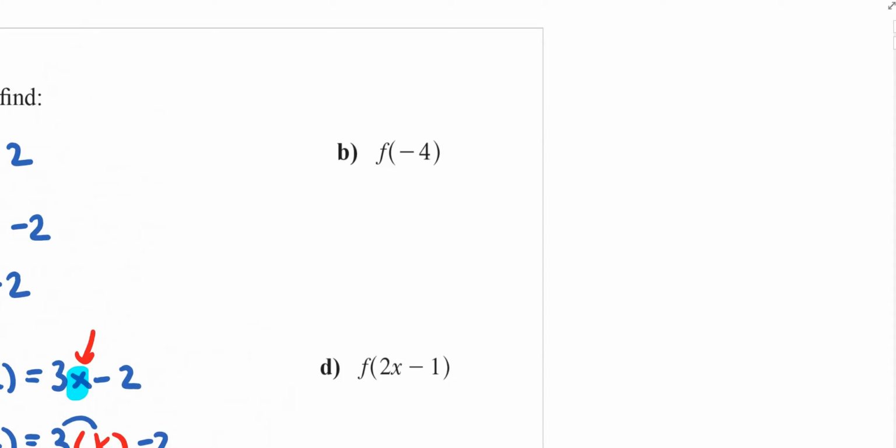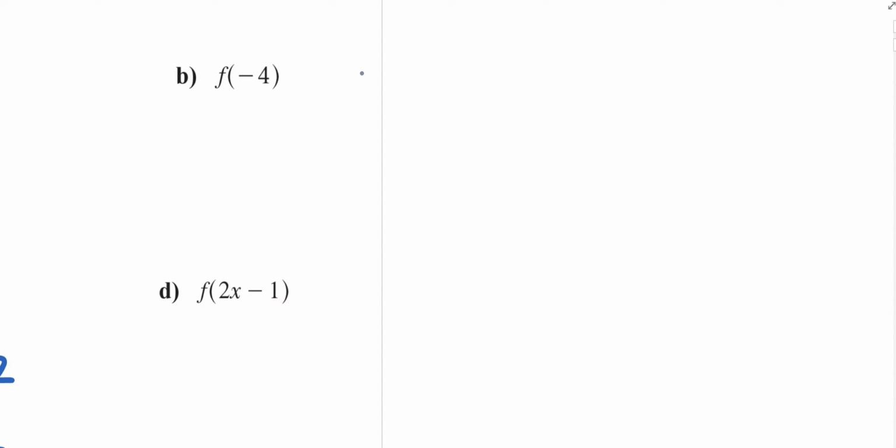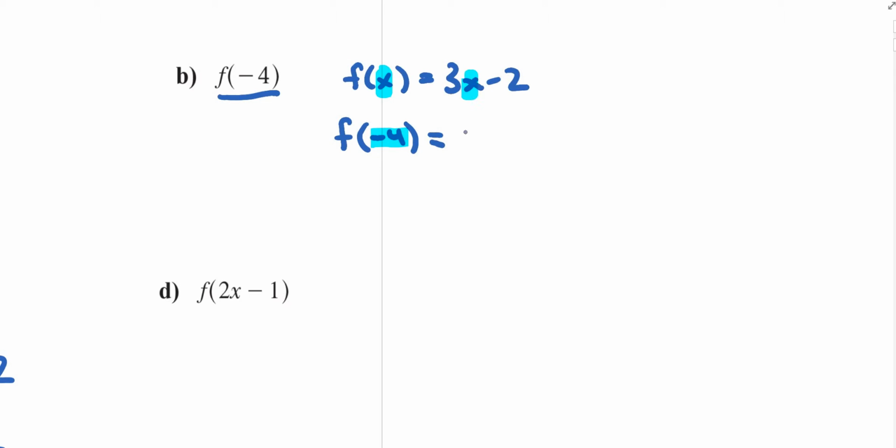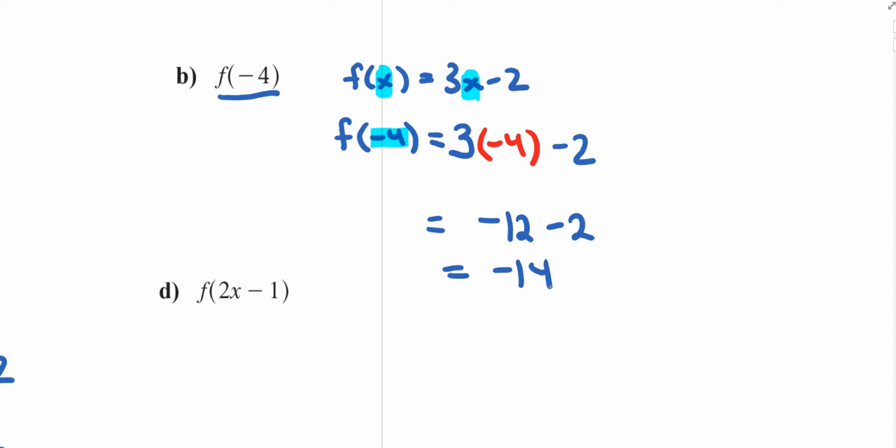Let me just go back now to question 2b. So I know that f of x is equal to 3x minus 2, and I need to evaluate f of negative 4. So this x will be replaced with negative 4. So 3 times negative 4 in brackets and then minus 2, and 3 times negative 4 is going to be negative 12, and negative 12 minus 2 is going to be negative 14. So negative 14 is the answer for question 2b.